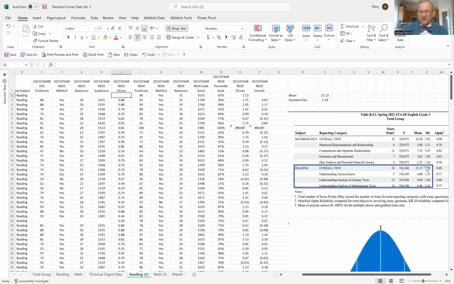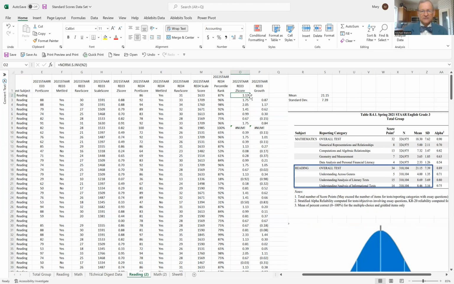I also brought in the information from the technical digest here so that we could see our mean and our standard deviation. To be able to get the 2022 Z-score, we had to use percentile rank because the raw data is not yet available. And here we utilize again the formula, but for this we use the inverse, and the information came from the percentile.